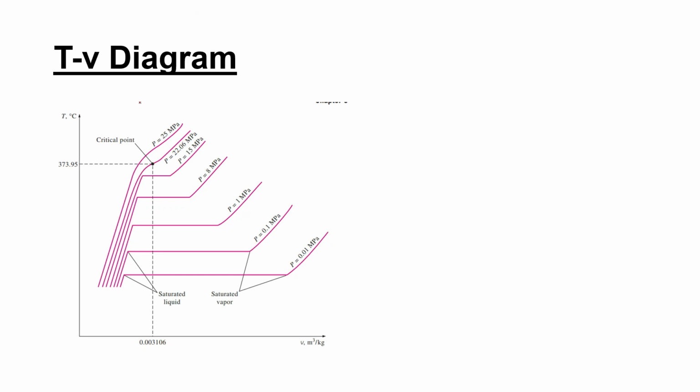Now let us come back to the TV diagram. In this TV diagram, you can see temperature on the y-axis, and on the x-axis you have the specific volume. So you can see here these lines.